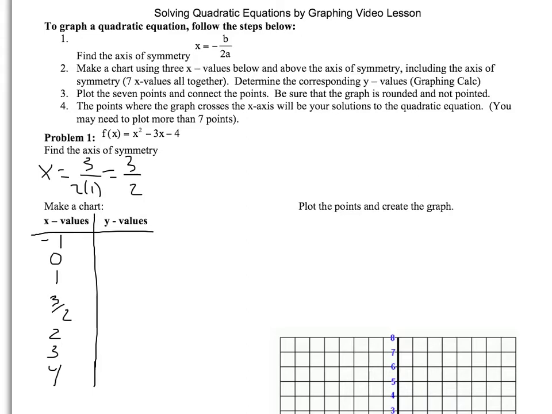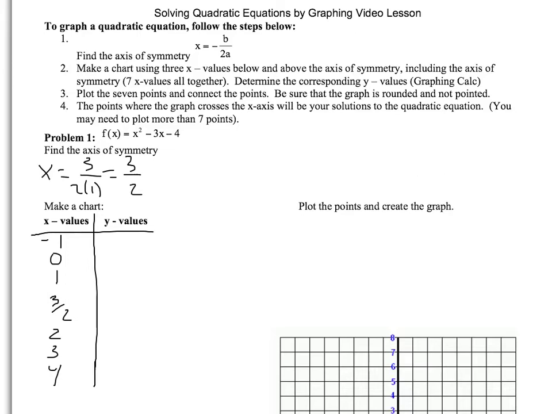Now to get your y values, please have your calculator in front of you. What you do is you go to the y equals button, which is the top left corner. In y1, I need you to type the equation x squared minus 3x minus 4. Just to make sure everybody's graph is set up correctly, please hit your zoom button and then 6 for ZStandard. It will show you a graph at this point.